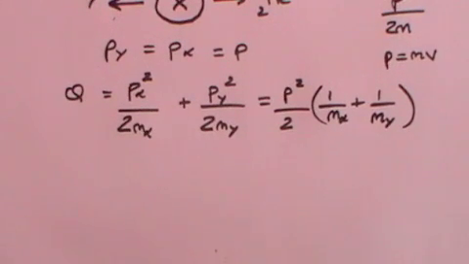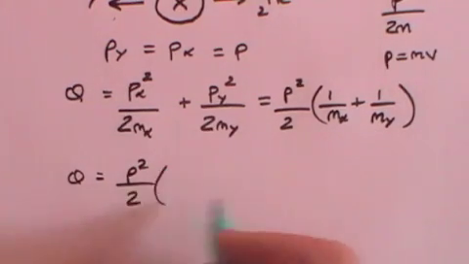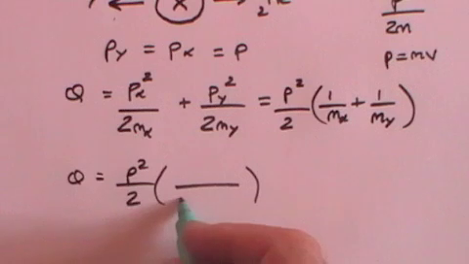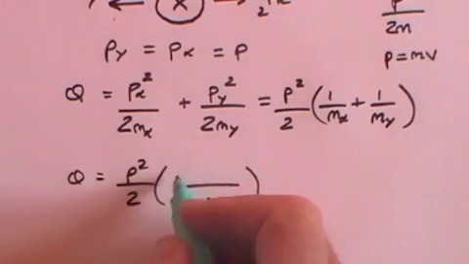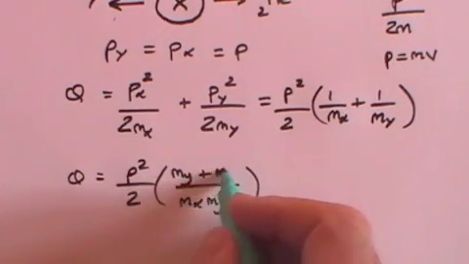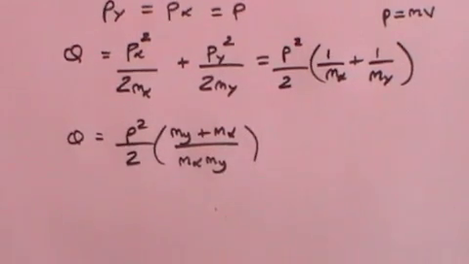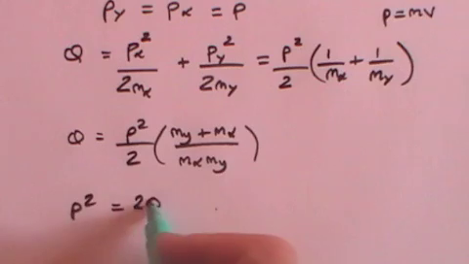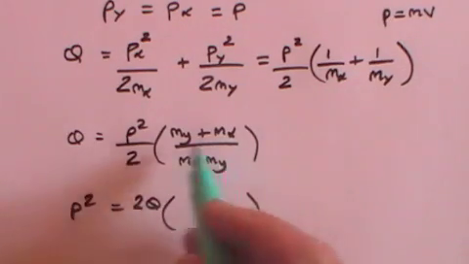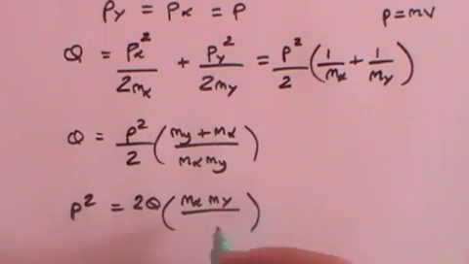And if we make a common denominator out of that, we get that Q is equal to P squared over 2 into, make the common denominator m alpha times my, should be a capital Y of course, and then above you've got my plus m alpha. Now let's rearrange that for P squared. So P squared is going to bring the 2 up there, you get 2Q into, now you just obviously have to tip this upside down, m alpha my over my plus m alpha.